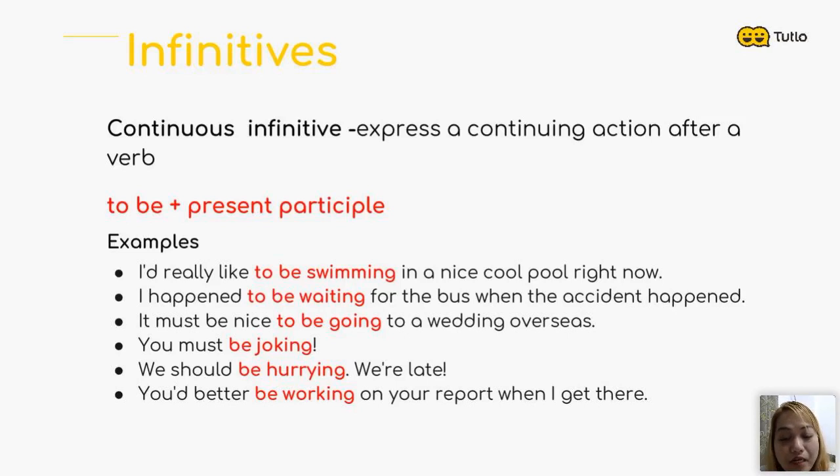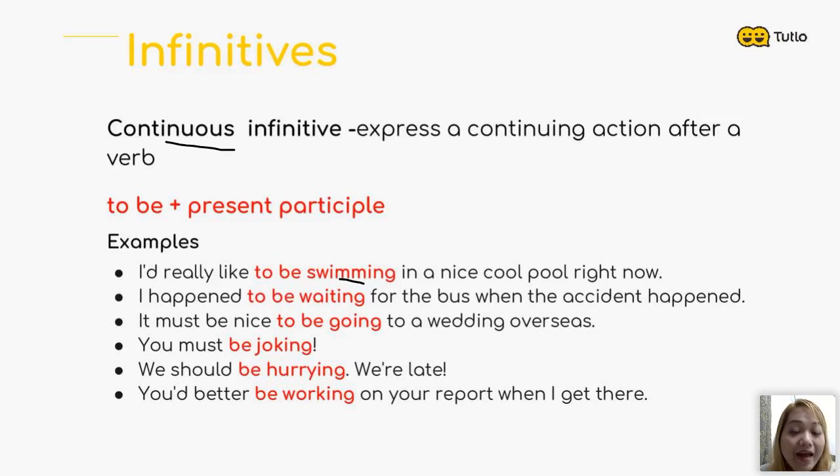The formation is to be and then the present participle. I'd really like to be swimming, as you can see, in a nice cool pool right now. The most important thing here is the formation of the verb. Since we're talking about continuous, you just need to have the ing form, unlike with the perfect continuous, where you have been.